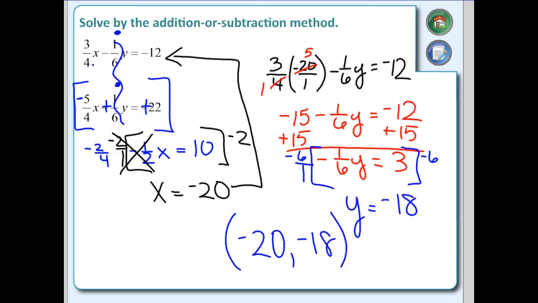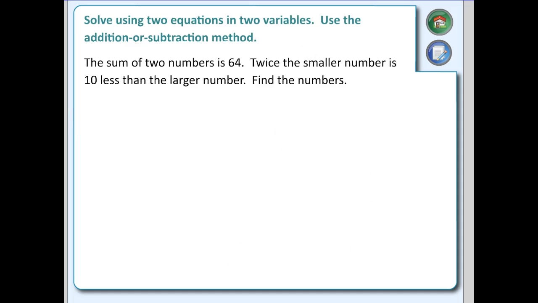All right, now let's see how this is going to apply when we do some story problems as well. Okay, so let's look up here. It says solve using 2 equations and 2 variables. Use the addition or subtraction method. So the sum of 2 numbers is 64. Okay, we know what is means. Twice the smaller number is 10 less than the larger number.